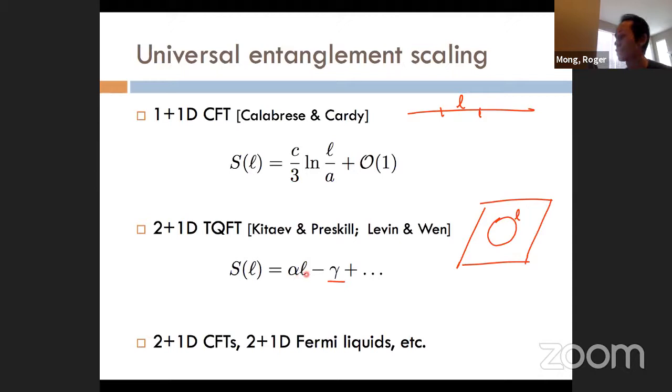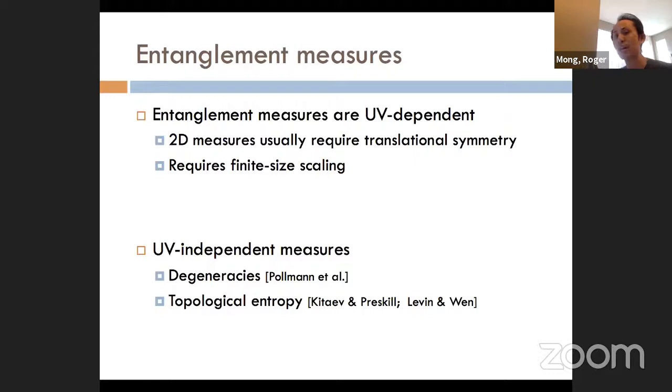And sometimes you need translational invariance in order to extract some of these quantities. In particular, for example, trying to get central charge out from entanglement. And because of these non-universal pieces, typically you need some finite size scaling in order to extract the piece that you're interested in. And importantly, if you didn't have translational symmetry, sometimes it just wouldn't work because it means that the non-universal part is different between different system sizes.